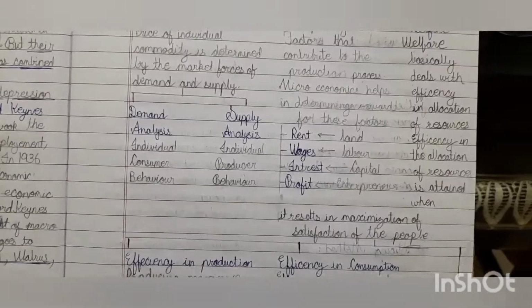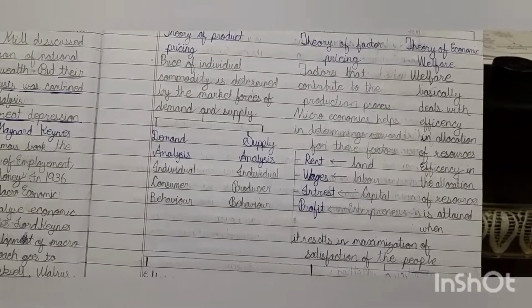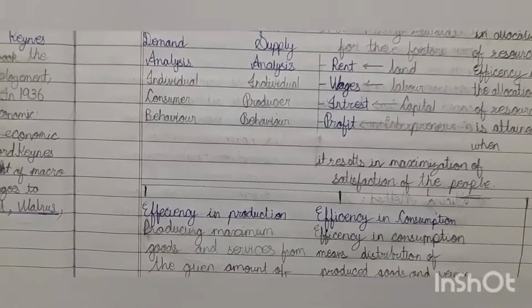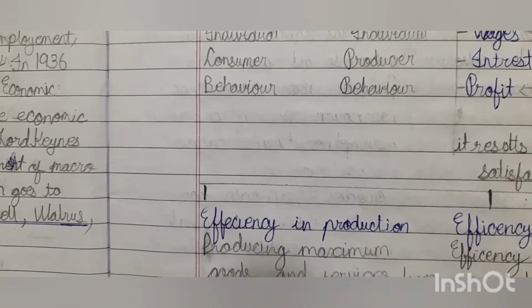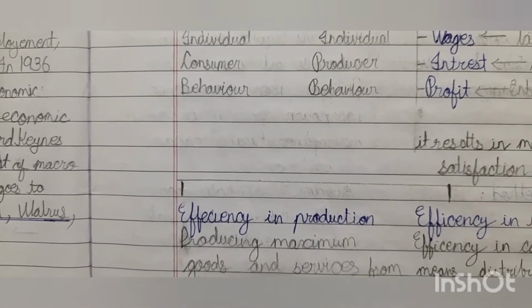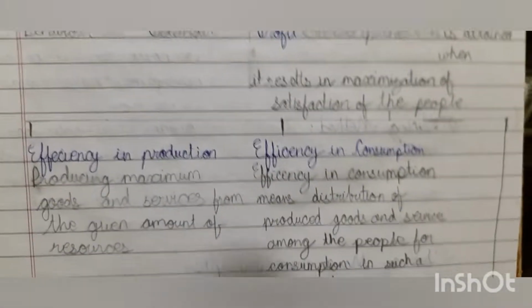This is further divided into 3 parts. That is, the theory of economic welfare is further divided into 3 parts. First one, efficiency in production. If maximum goods and services are produced, then it leads to efficiency. It shows rather the efficiency in production.